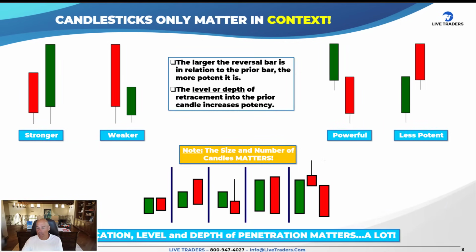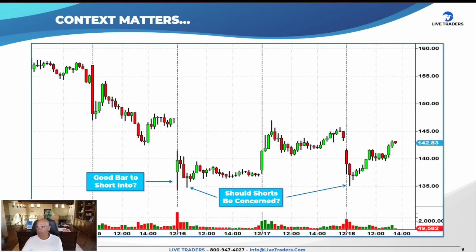Then we also talked about things happening over a longer period of time. The longer period of time something happens, the more potent it is because there are more people involved. It's why, for example, a daily chart is more potent than a 5-minute chart. It's happening over a longer period of time. And we talked about level and depth of penetration, location, and so forth. And we had some examples. We talked about a couple of these.